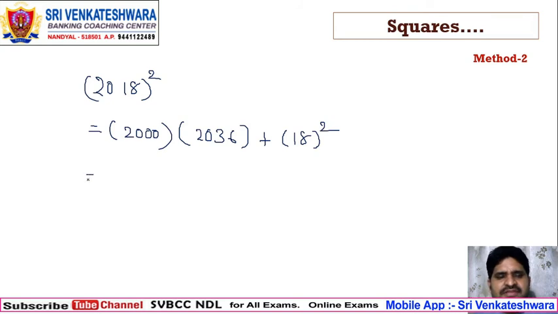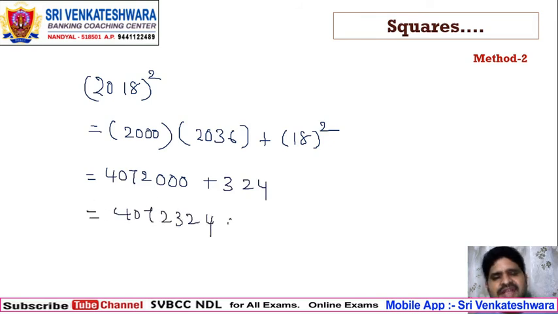Let's take the multiplication part. The zeros I can directly write, multiplication with the 2. So 36 into 2 is 72. 2000 into 2 is 4000, so 4072, and 18 square I can write as 324. So the final answer you get is 4072324. So like that we can take any case.